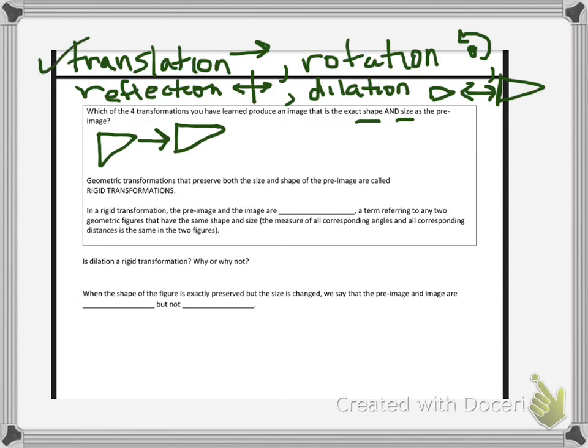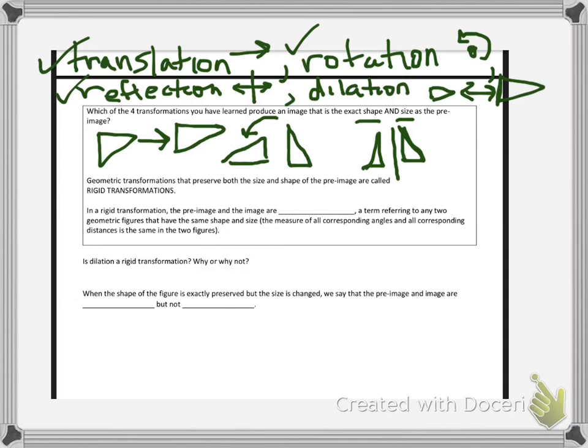So translation does. Rotation, start off with something like that, and you rotate it. You might get something like that, rotating around. It's going to be the exact same size and shape. Reflection, if you have a line of reflection and you have a triangle here and you reflect it across, that triangle will be the exact mirror image of what you started with. So reflection does.